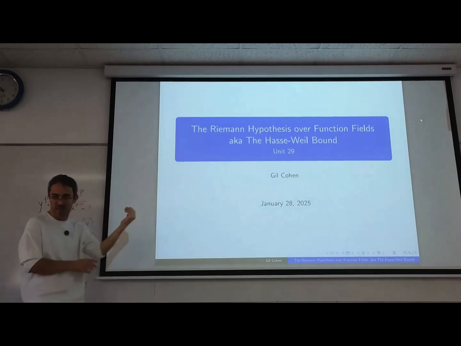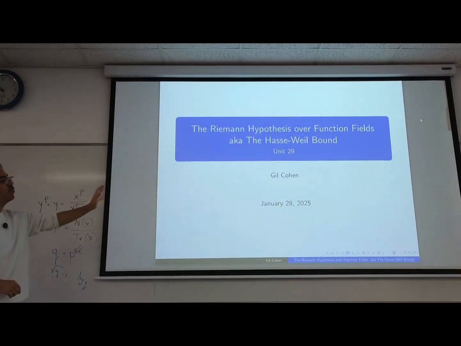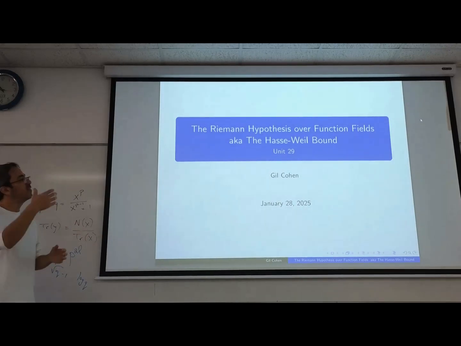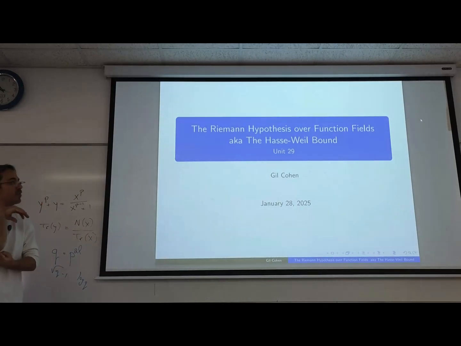It's the Hasse-Weil theorem, the Hasse-Weil bound. Hasse proved it for some cases, but built a lot of the machinery and theory. And then Weil closed the theorem completely and proved it for all function fields. But we'll see what I mean by that even. I need to tell you what I mean by the Riemann hypothesis for function fields.